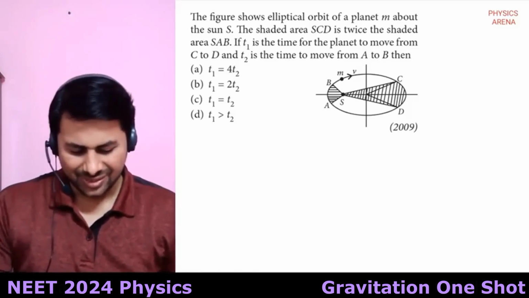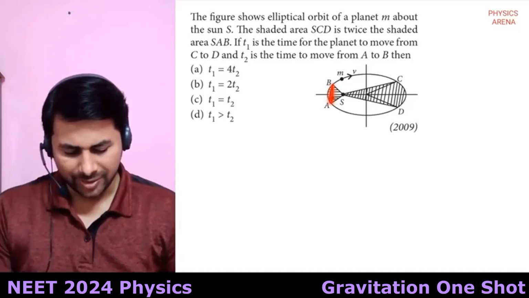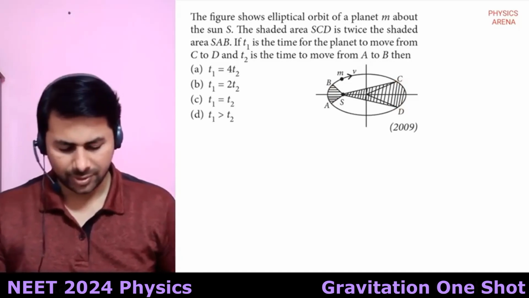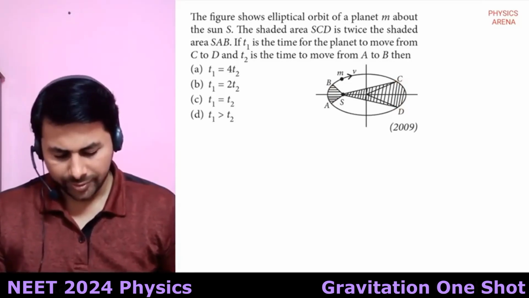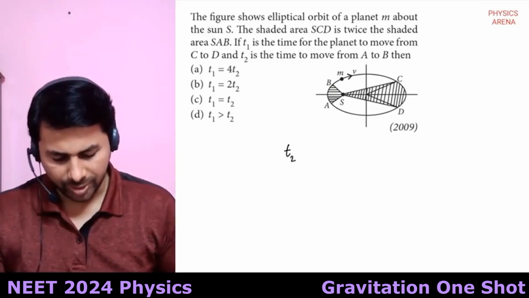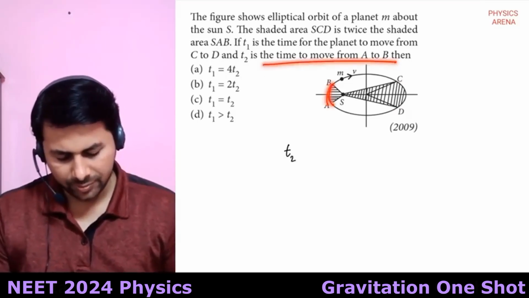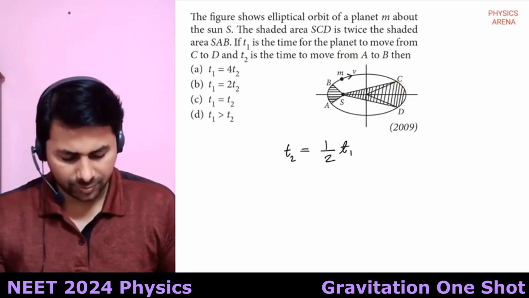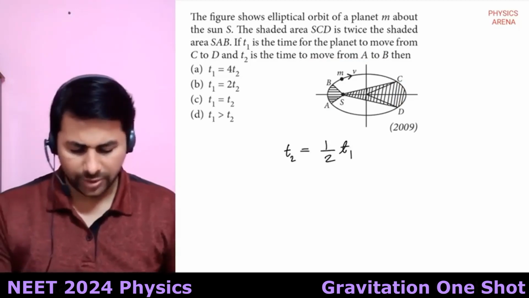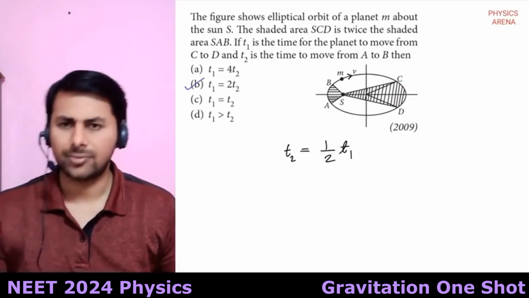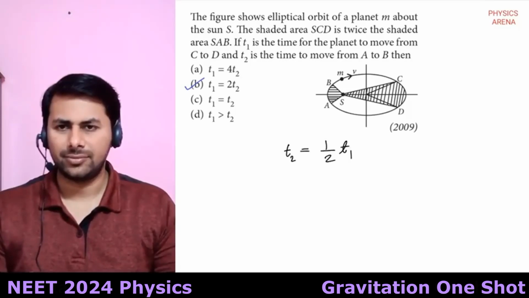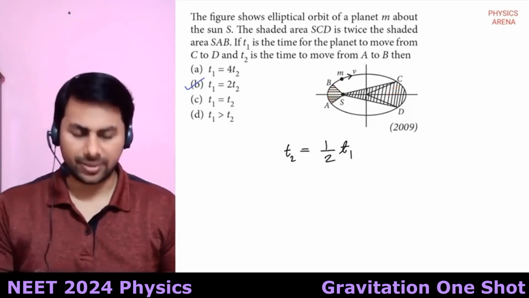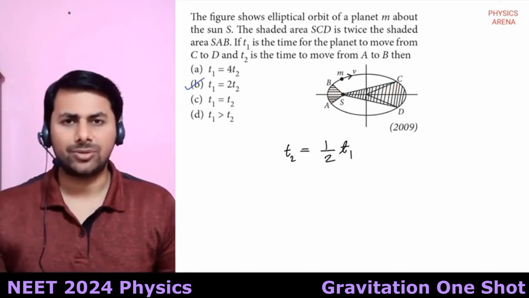So time to move from A to B will be half of time to move from C to D, right? So T2, the time to move from A to B, will be half of T1, the time to move from C to D. Or I can say T1 is equal to 2 times T2, right? Because this area is half as that of this area, and area is proportional to time.